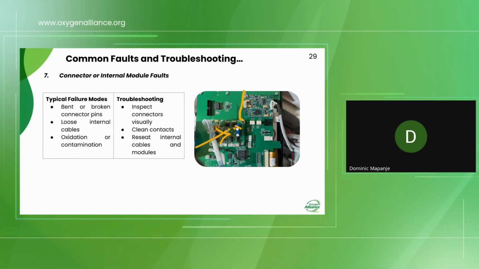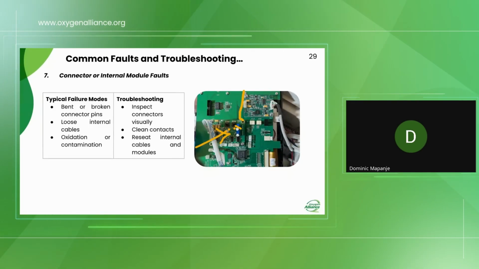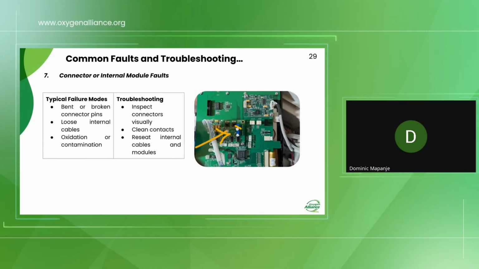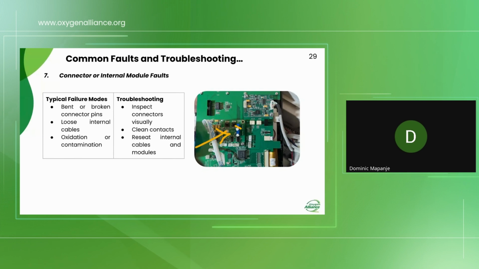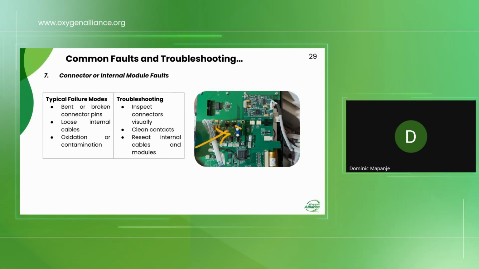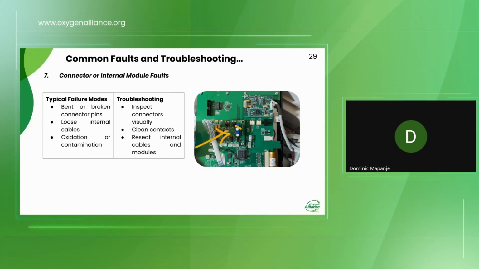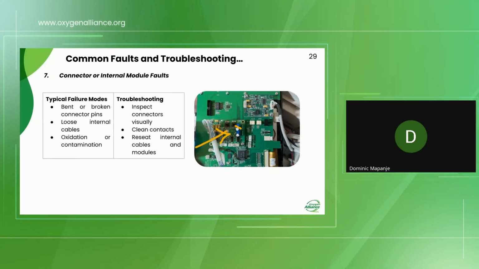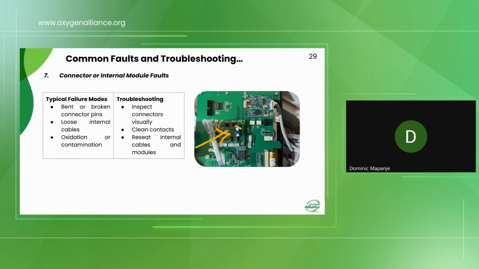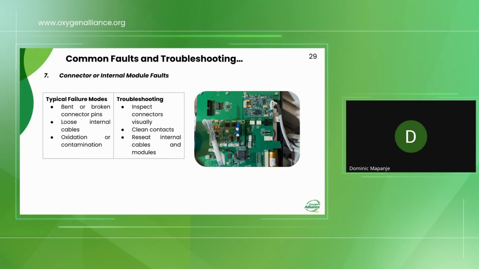So in monitors, we find the NIBP module, the ECG module, and other modules of what the monitor is monitoring. You can find that there are ports with these modules, or connectors that are going into the module. You can see bent or broken connector pins. Those are connectors that are bringing in the modules. You can see loose internal cables or oxidation or contamination.